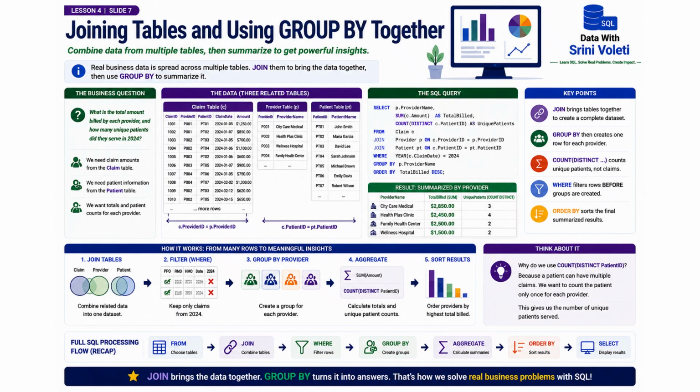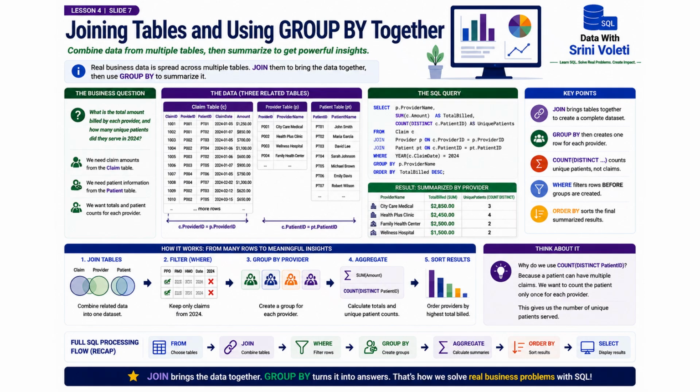Now let's examine the SQL query. We begin with the claim table, then we join the provider table using the provider ID. Next we join the patient table using the patient ID. At this point, SQL has one complete data set containing claims, providers, and patients. Next comes the where clause. We filter the rows to include only claims from the year 2024.